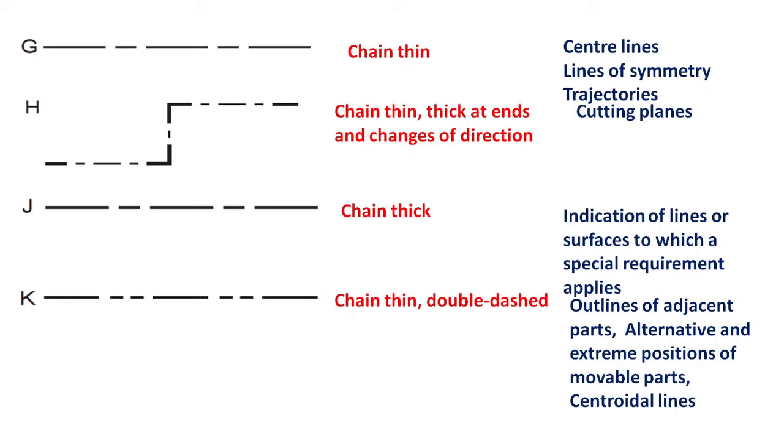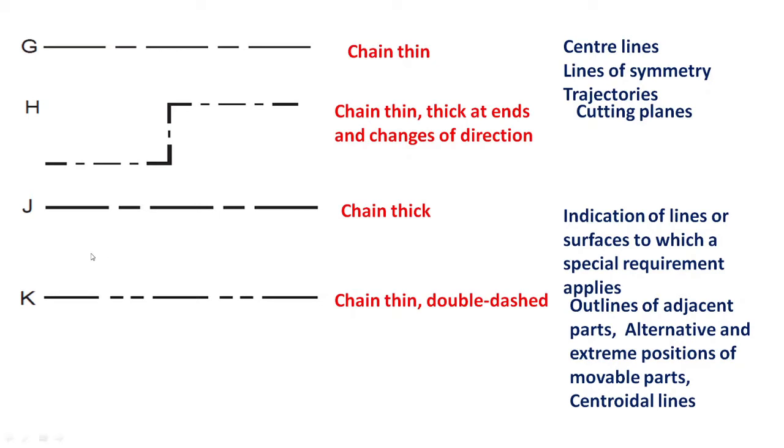Next is the H type, the seventh one. It is a chain thin line, thick at the ends and at changes of direction. You can observe here: now it is thick, now it is thin, now it is thick and it has made a direction change. This type of line is used to place the section plane or cutting planes.